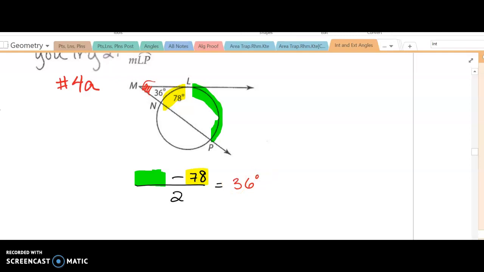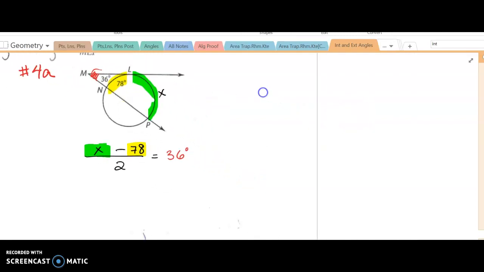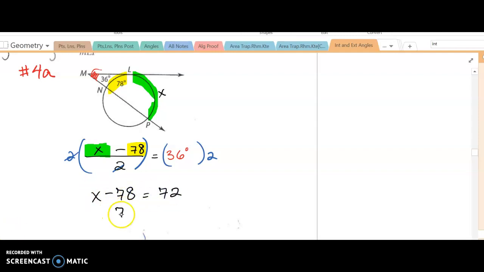The only thing we don't know is the green arc. So something, we call it x, right? And then this time, notice where x is. X is in the formula over here on the left this time. And so this time, since x is not already isolated, we get to do the work of isolating it, this algebra problem. So my first step would be to multiply both sides by 2. And so I get x minus 78 equals 72. Okay, then we're going to add to both sides to get x by itself. It'd be 150 degrees.